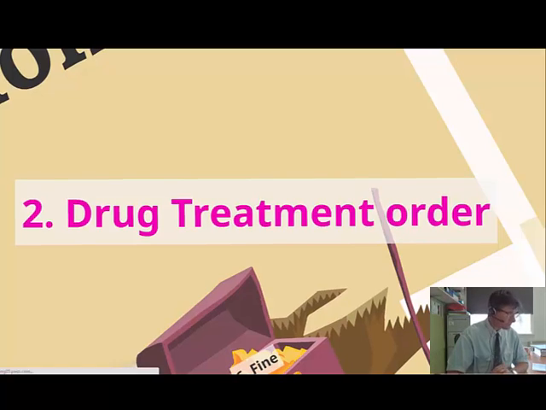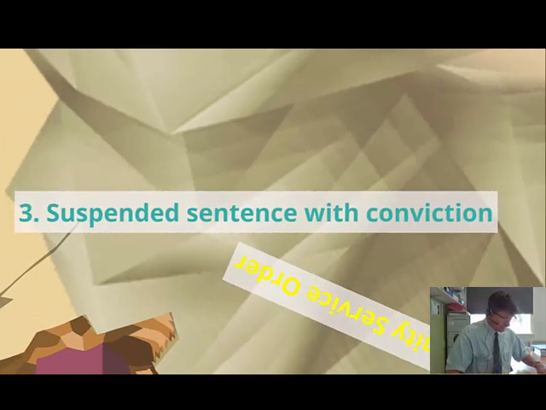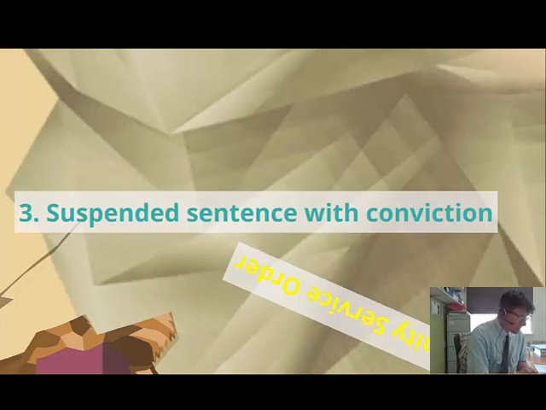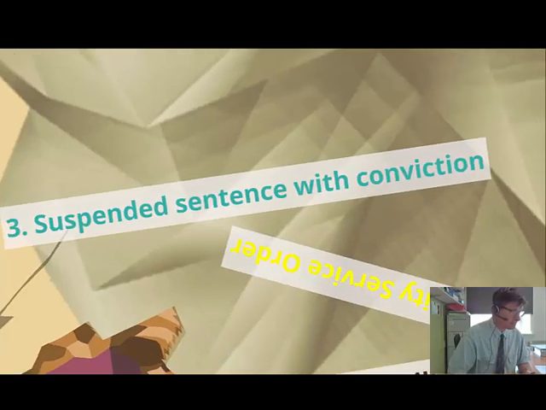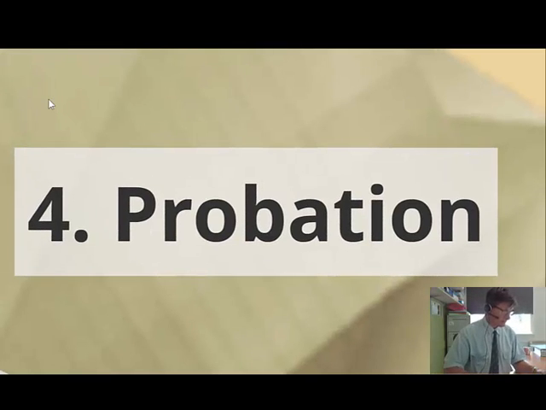The next one is a suspended sentence with a conviction. So the sentence is suspended on condition of good behaviour, and if that person reoffends, then they will serve the suspended sentence plus the one that they may get for the reoffence that they commit. Under a probation order, the defendant is under the supervision of a probation officer for up to 3 years.